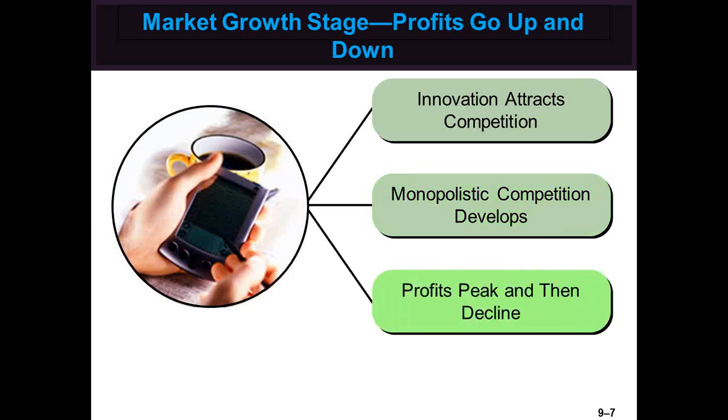monopolistic competition develops, leading to downward sloping demand curves. Industry profits reach their peak in this stage, but then begin to decline with more competition and increasing consumer price sensitivity. Too much focus on current profits while ignoring long-term competitive trends is a common mistake.